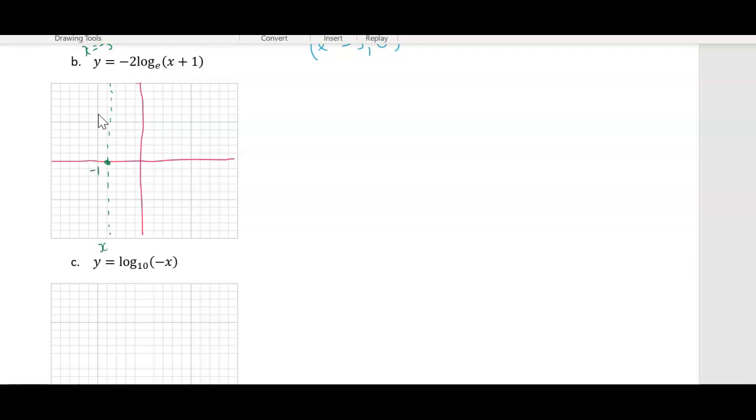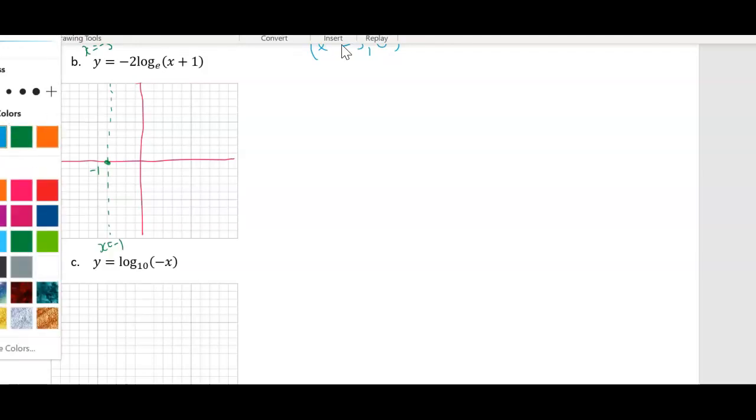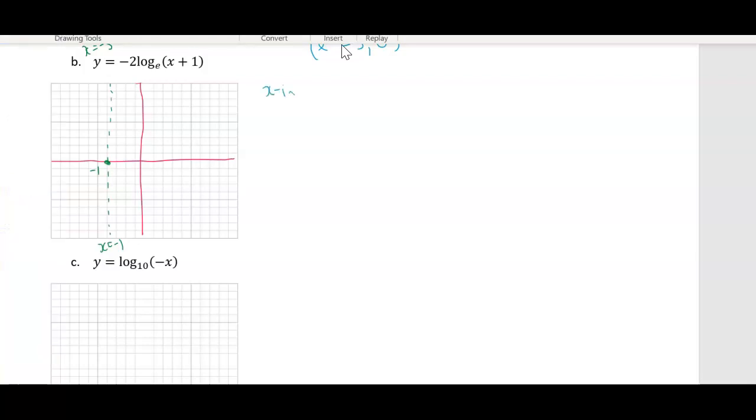And I'm just going to label that as x equals negative 1. All right, and now we've got to find our x-intercept and our y-intercept. So x-intercept, let y equal 0. So we're going to have negative 2 log e (x plus 1) equals 0. We can divide both sides by negative 2.